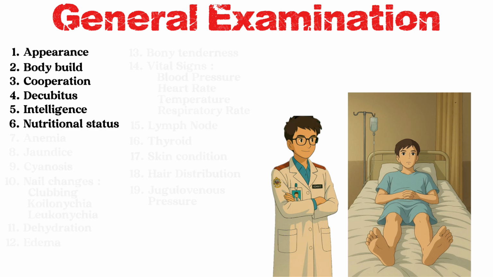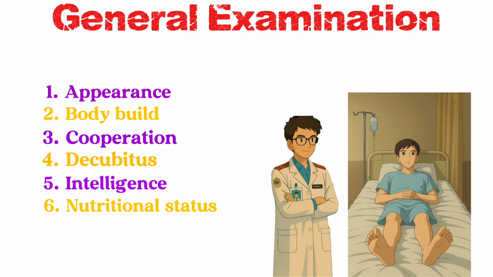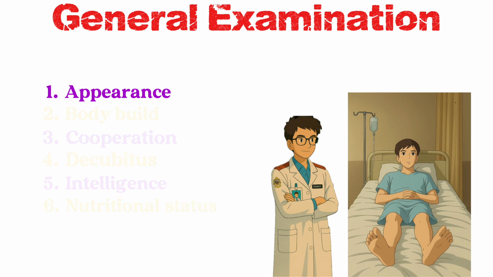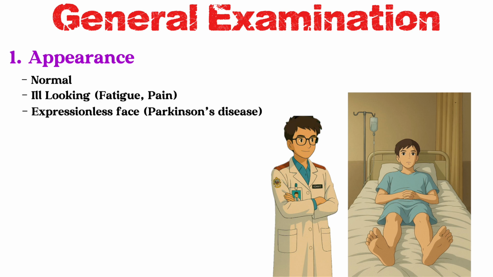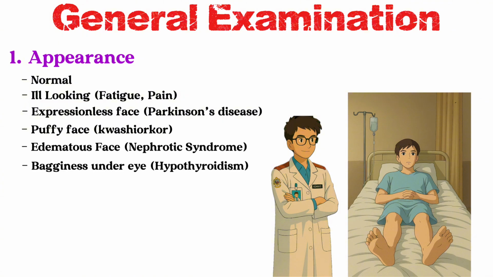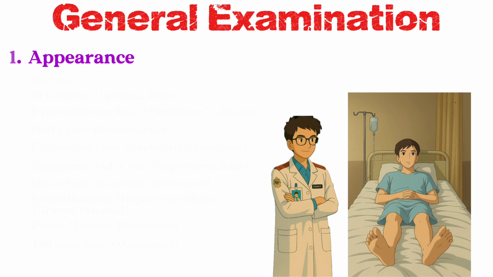In this video, we will talk about the first 6 points, that is appearance, body build, cooperation, decubitus, intelligence and nutritional status in detail. First is appearance. Here we see the looks of the patient and try to correlate it with the diagnosis. The person's appearance can be normal, ill-looking like fatigue and pain, expressionless face in Parkinson's disease, puffy face in kwashiorkor, edematous face in nephrotic syndrome, bagginess under the eye in hypothyroidism, moon face in Cushing syndrome, exophthalmos in hyperthyroidism or Graves' disease, ptosis in Horner syndrome, old man face in marasmus.